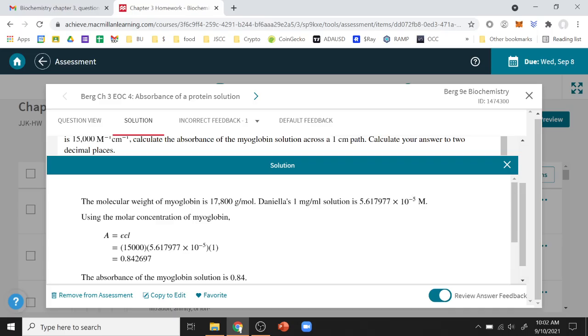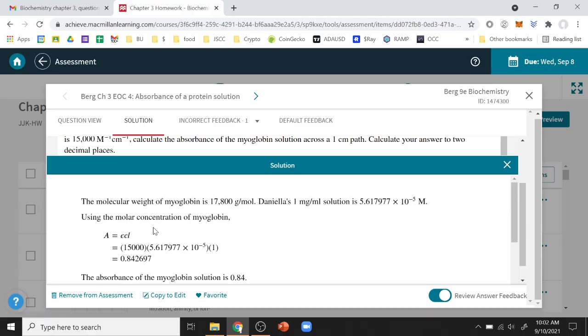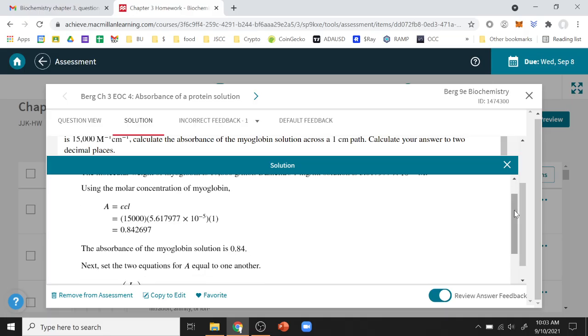Okay, so now that you have your molar concentration, your moles per liter, or molarity, you can take that number, multiply it by the 15,000 that was given you for the extinction coefficient, and times 1 for the 1 centimeter. That will cancel the units out, leaving you with a unitless number, which is your absorbance. All right, so once you have your absorbance, which is 0.84 is the number you'd want to put in, because this is 2 sig figs right here.